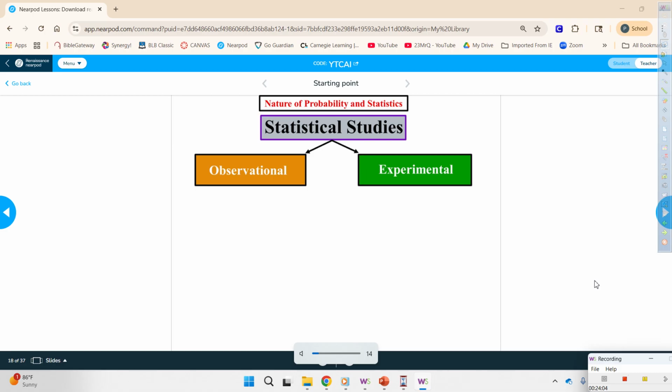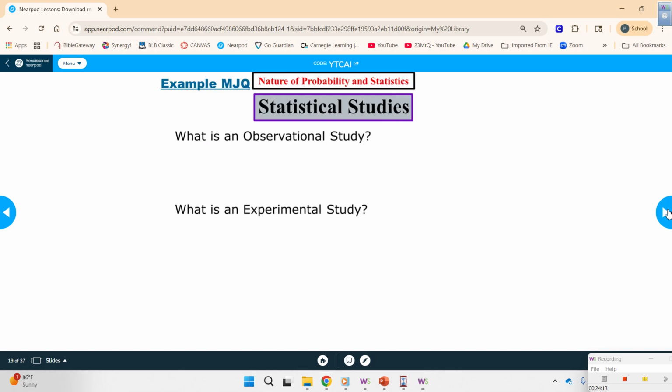Here we go. Do me a favor. Turn your notebook over so that you don't see your notes. Now check this out. Here goes a couple of questions. What is an observational study? What is an experimental study? Without looking at your notes, talk it over with your neighbor. Let them know what's the difference between an observational study and an experimental study. What's the only difference?